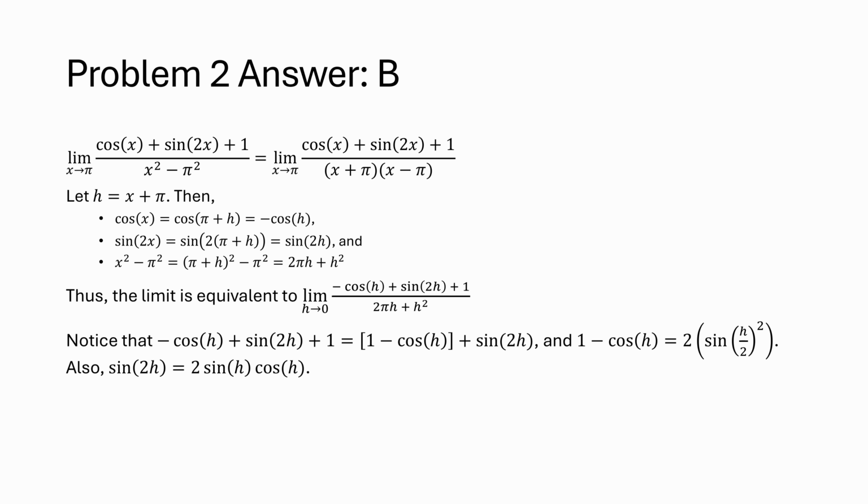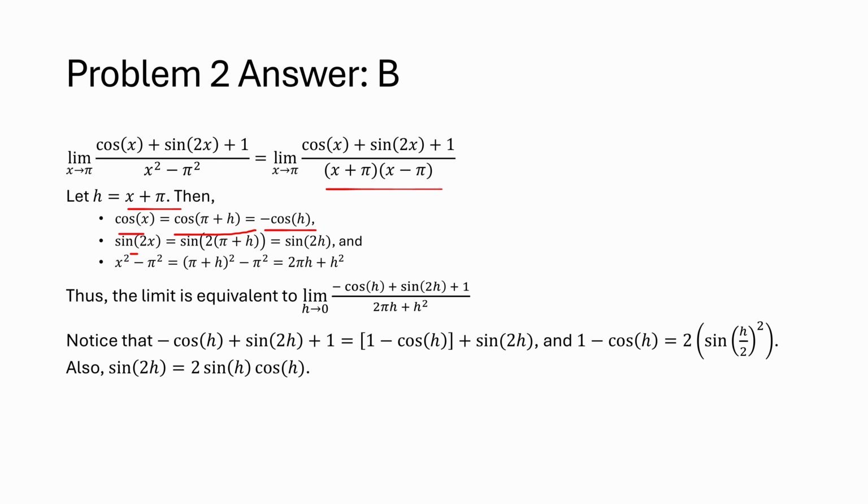The answer is B, 1 over pi. So first of all, we can factor the denominator using difference of squares to get x plus pi times x minus pi. If you let h equals x minus pi, then cosine x is cosine of pi plus h, right? Because cosine x equals cosine of pi plus h, which equals negative cosine h, right?